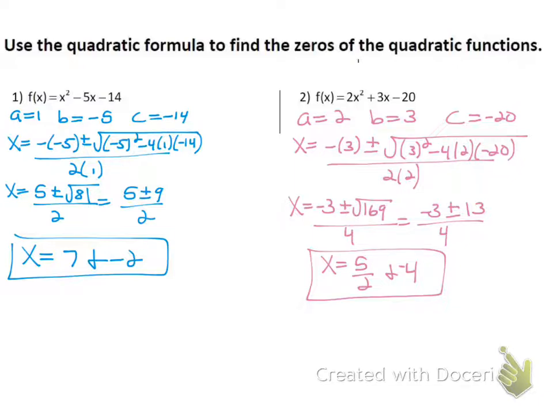Notice I wrote my answer as a fraction, not as a decimal. Decimals are never allowed when using the quadratic formula. So if you get a decimal, you either need to bring it back to a fraction like you do here, or you need to bring it back down to a simplified radical, which we'll see later on.